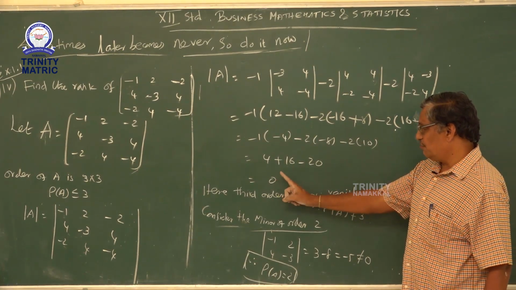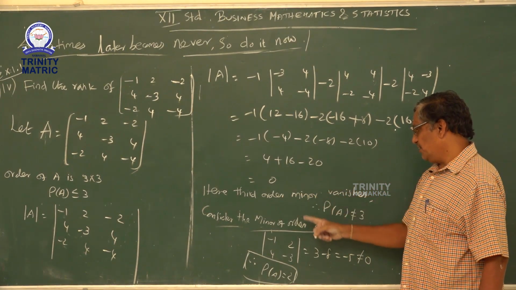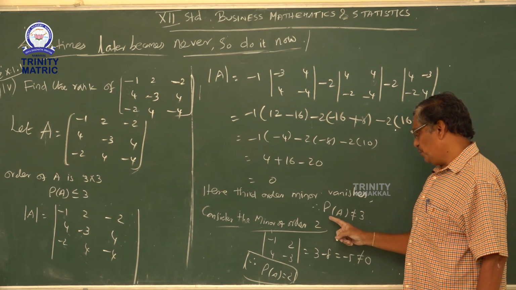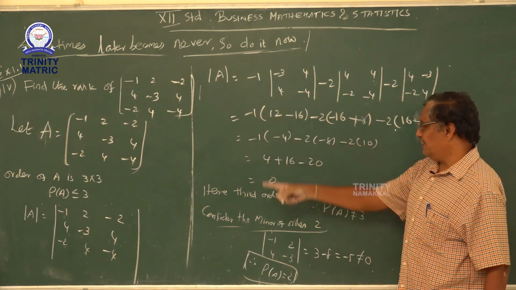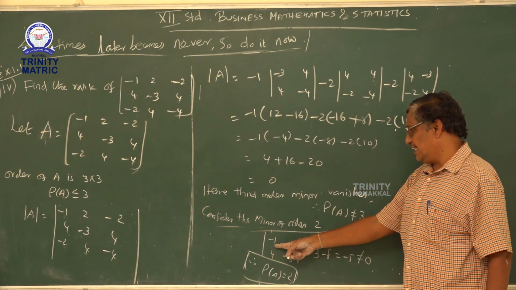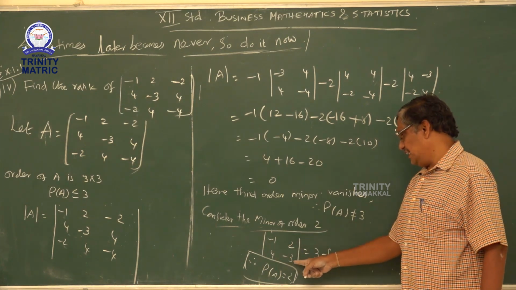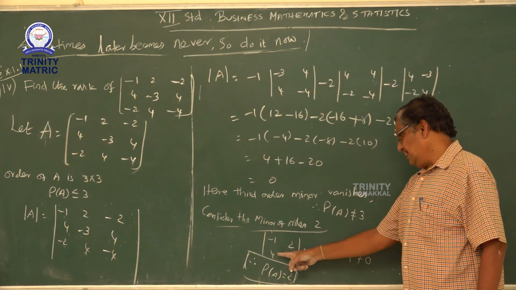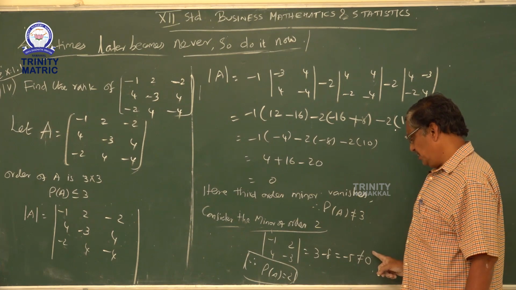But here, the third order minor vanishes. So, we have to consider the minor of order 2. First, I took the first minor. What is that 2 by 2 order? Minus 1, 2, 4, minus 3. Plus 3, minus 8, that is minus 5, not equal to 0.